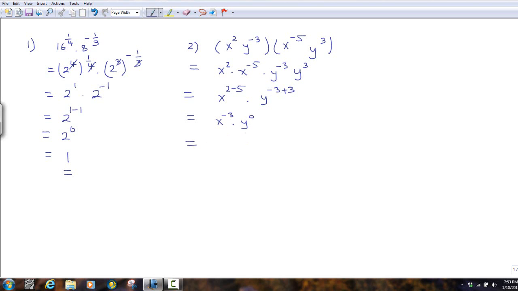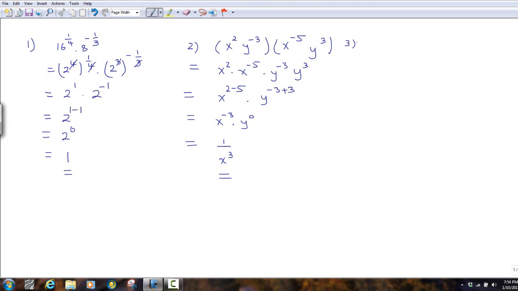So since y to the 0 is 1 and you want to write this x to the negative 3 as a positive index, this can be written as 1 over x cube. So this is the simplification of this expression. So let me continue with the example.